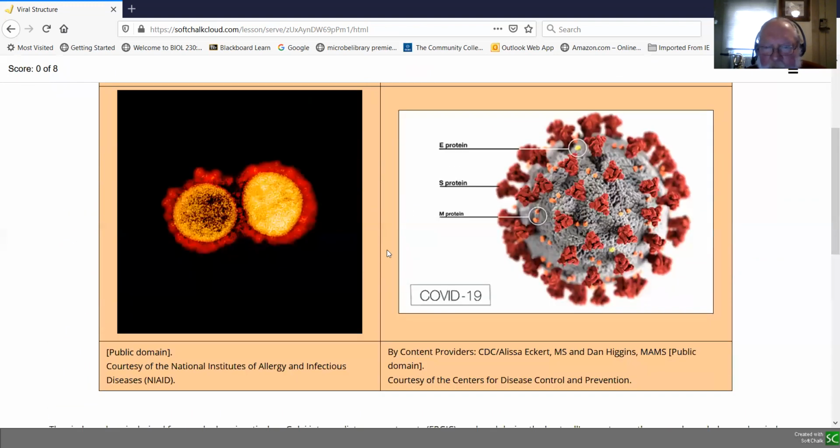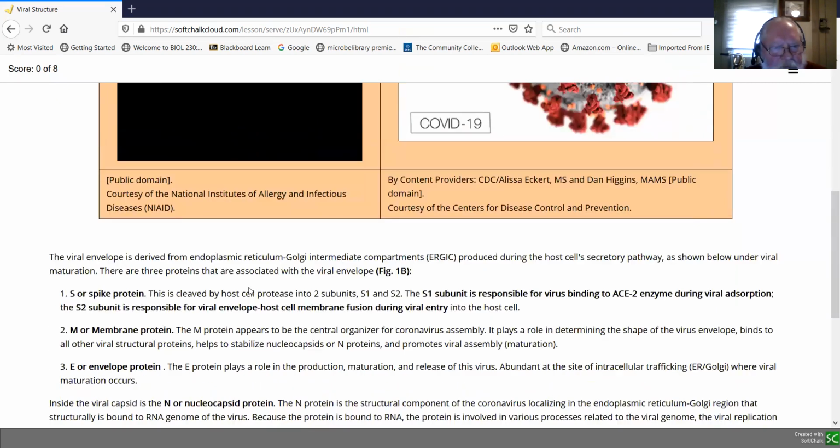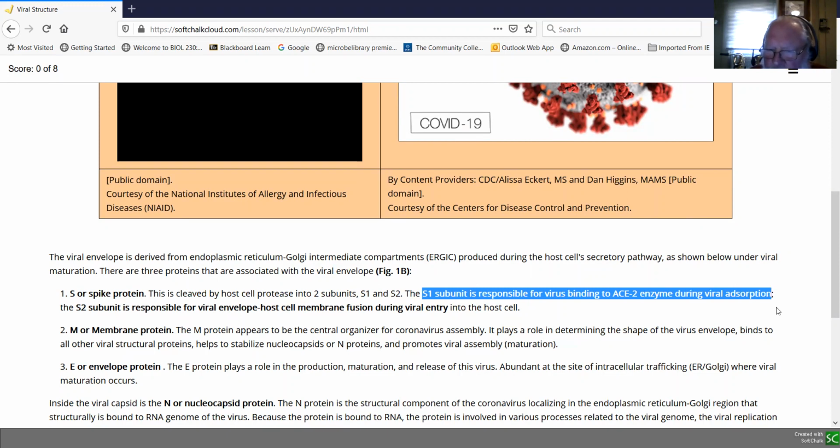The S or spike protein is the one that forms the corona, the glycoproteins that stick out from the envelope. These are the spikes on the surface, as we said, and the spike protein can be cleaved by a host cell protease into 2 subunits called S1 and S2, and both are quite important. It's the S1 subunit of the S protein that actually binds to a host cell receptor called the ACE2 enzyme on the surface of many human cells during viral adsorption. So that's the subunit of the spike protein that allows the virus to adsorb to susceptible cells.